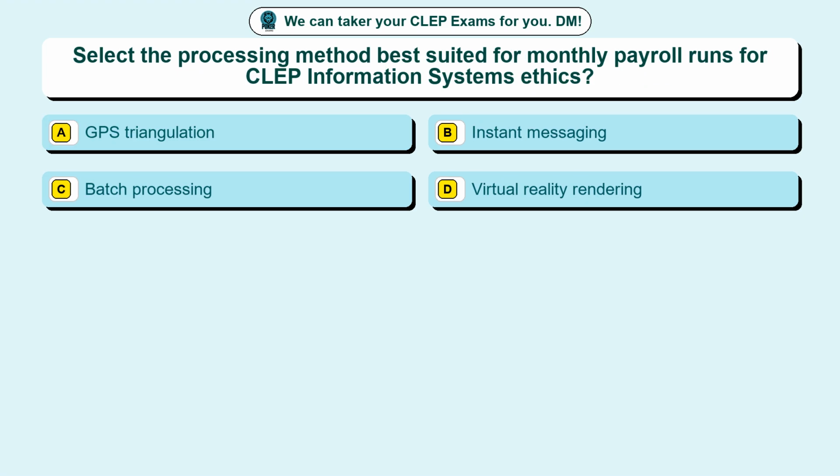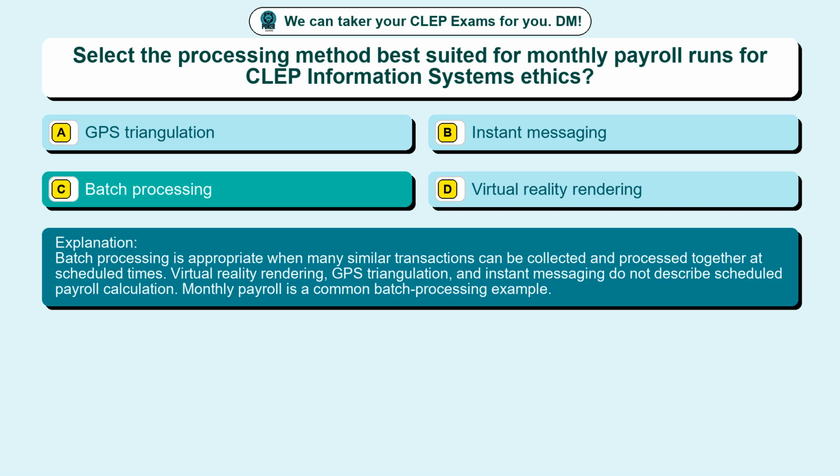Question 22. Select the processing method best suited for monthly payroll runs for CLEP Information Systems ethics. Option A. GPS triangulation. Option B. Instant messaging. Option C. Batch processing. Option D. Virtual reality rendering. The correct answer is option C. Batch processing. Batch processing is appropriate when many similar transactions can be collected and processed together at scheduled times. Virtual reality rendering, GPS triangulation, and instant messaging do not describe scheduled payroll calculation. Monthly payroll is a common batch processing example.